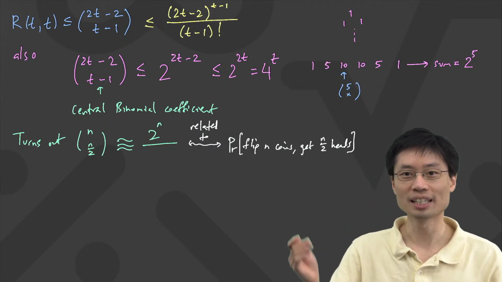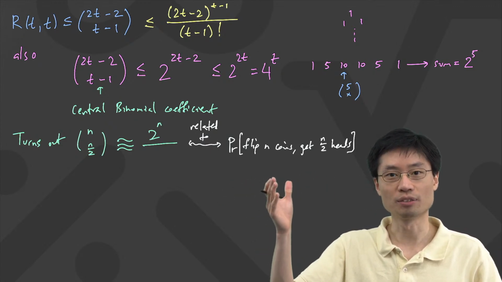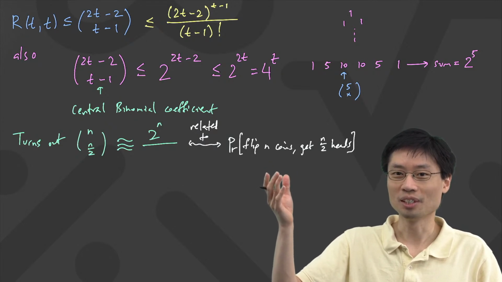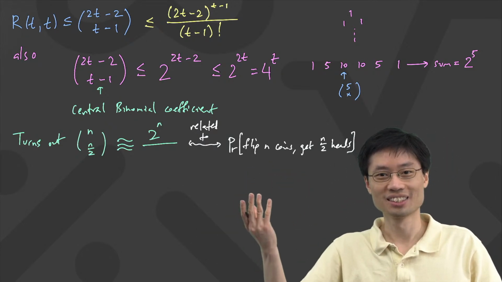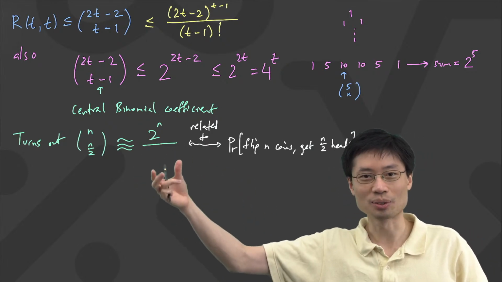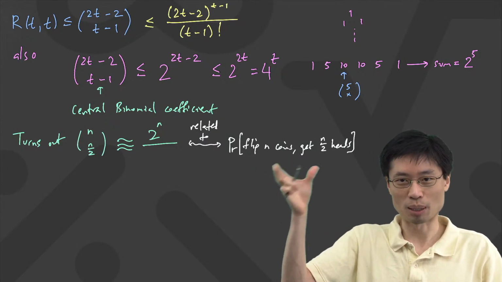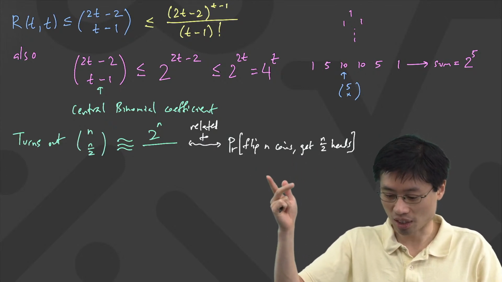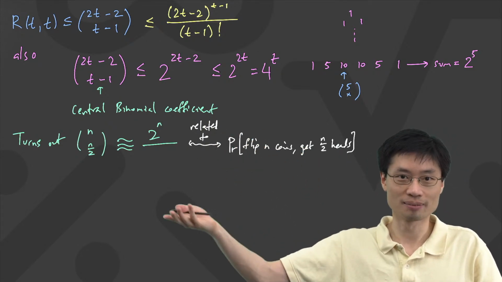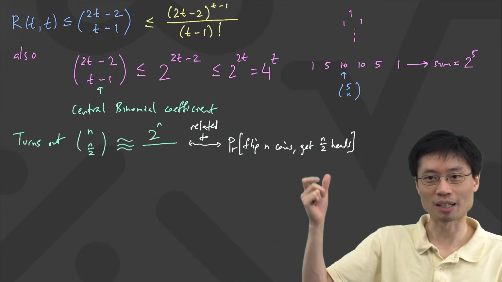And the reason why it's related to this is because the probability that you get n over 2 heads out of n coin flips is n choose n over 2, divided by 2 to the n. You see that? This denominator here is the reciprocal of that probability. Are people okay with that? The probability here is n choose n over 2 divided by 2 to the n. So this denominator is just the reciprocal of that probability.